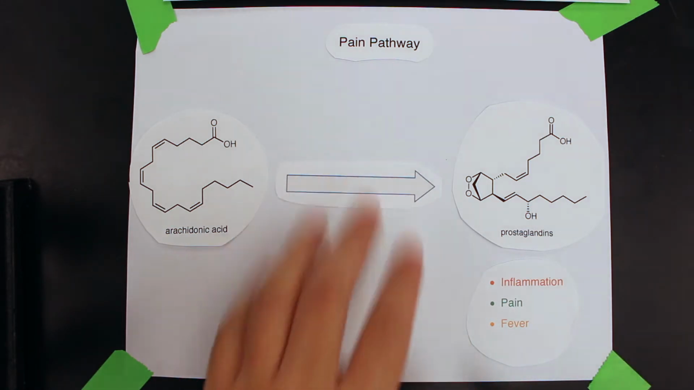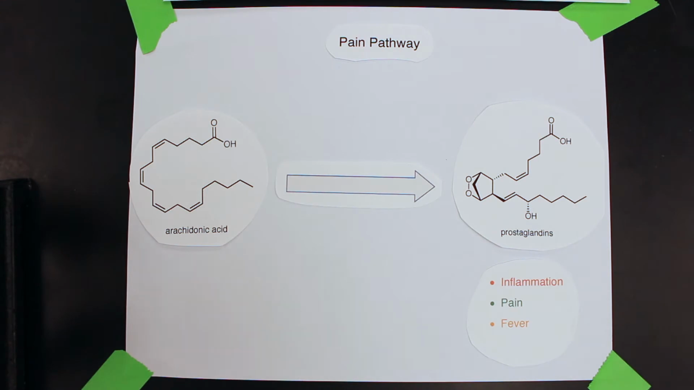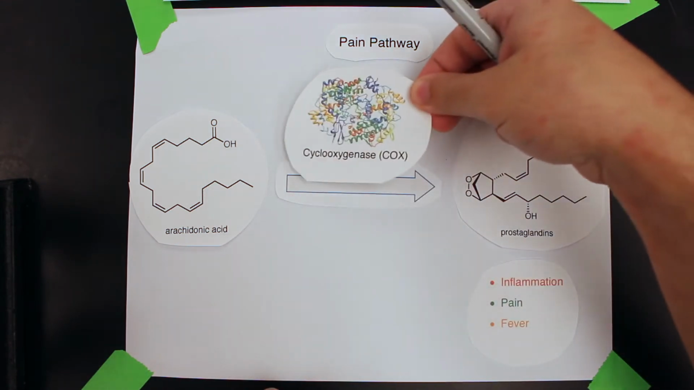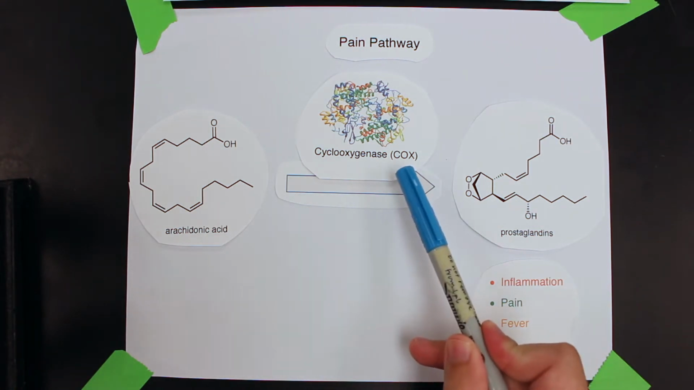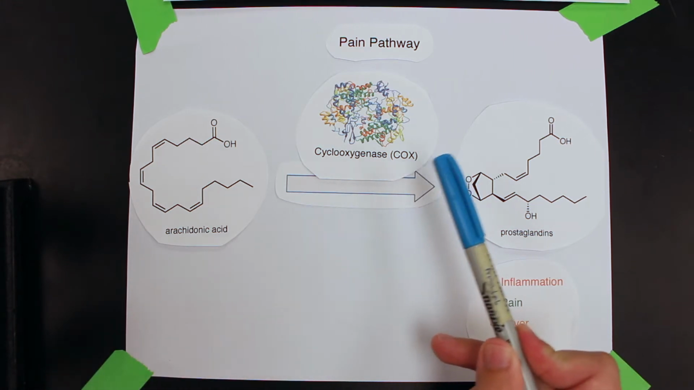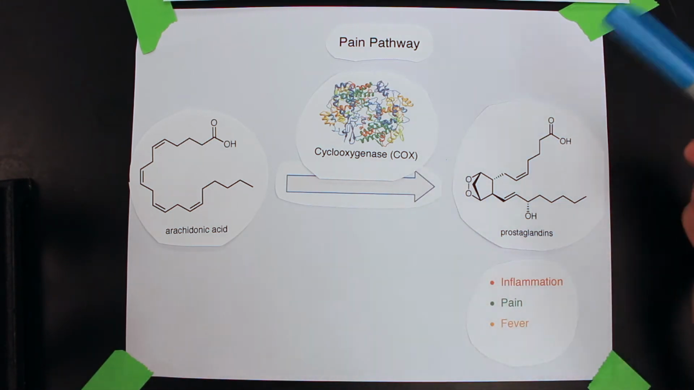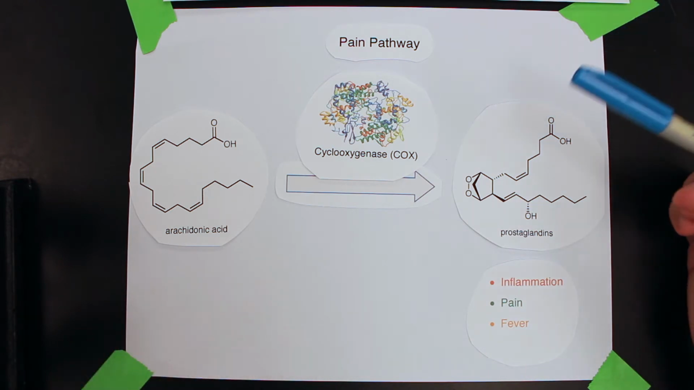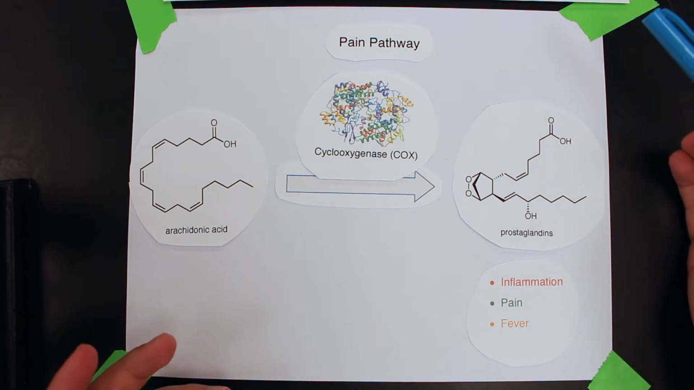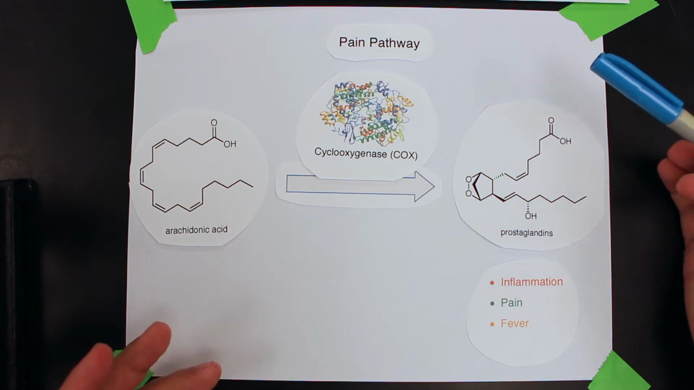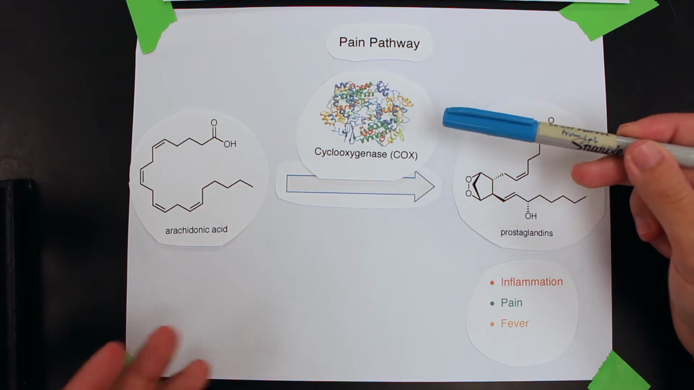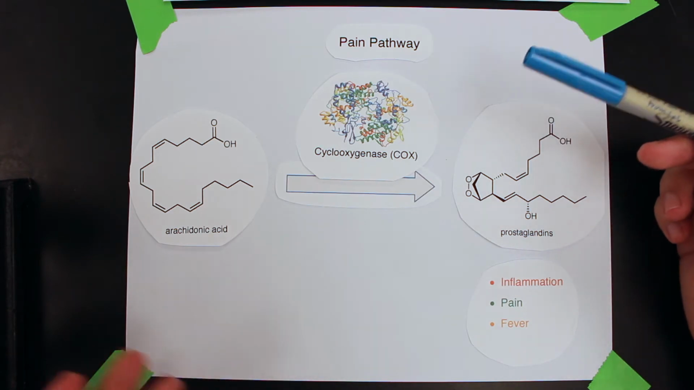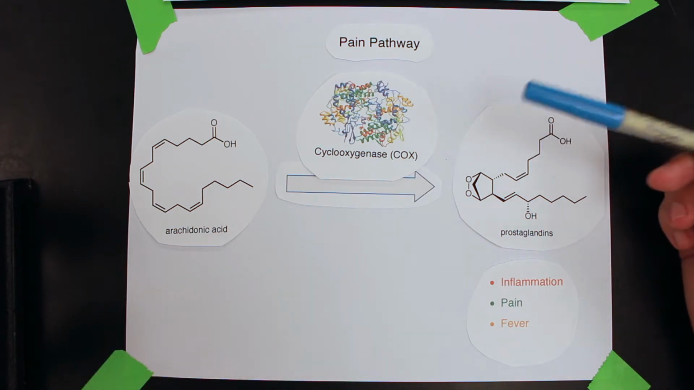But this conversion doesn't occur by itself. It needs a little bit of a helper. And the helper is called cyclooxygenase, and sometimes abbreviated as the COX enzyme. So this compound here is an amino acid. It's a protein, a special type of protein that acts as an enzyme. And an enzyme is a biocatalyst. So a catalyst is a substance which increases the rate of a reaction, but is not transformed by it. And in this case, because it's a protein and it serves that function, it's a biocatalyst or an enzyme.